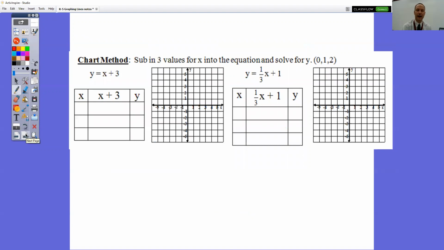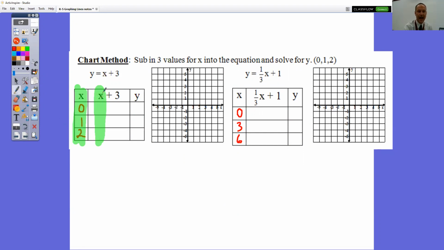The next type of question that you're going to have today involves graphing using the chart method. When you graph using the chart method, we have 3 numbers in for x. Most of the time, we're going to sub in a 0, 1, and 2. However, when we have a fraction, we pick multiples of the fraction, so for example, 0, 3, and 6 there. What we want to do is take those numbers, 0, 1, and 2 for our x values, and sub them into x in the equation.